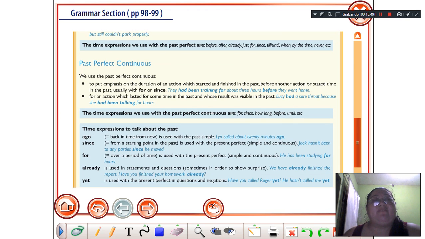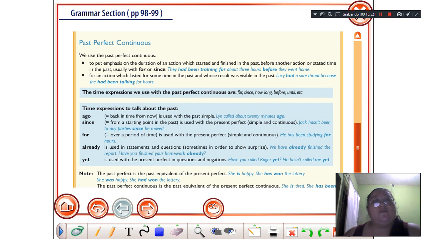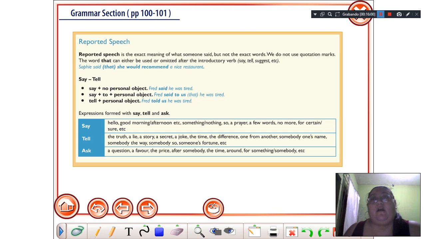Okay? And here we have the time expressions to talk about the past: ago, since, for, already, and yet. Okay? And this is the grammatical structure for the past. Okay, and remember the reported speech is the exact meaning of what someone said, but not with the exact words. We don't use the quotation marks, and the word that can either be used or omitted after the introductory verb say, tell, okay? And here we have the expressions formed with say, tell, and ask. Say hello, good morning, afternoon. Tell the truth, a lie, a story, a secret, a joke, the time, the difference one from another, and ask a question, a favor, the price of something, somebody the time, for something, somebody, etc.